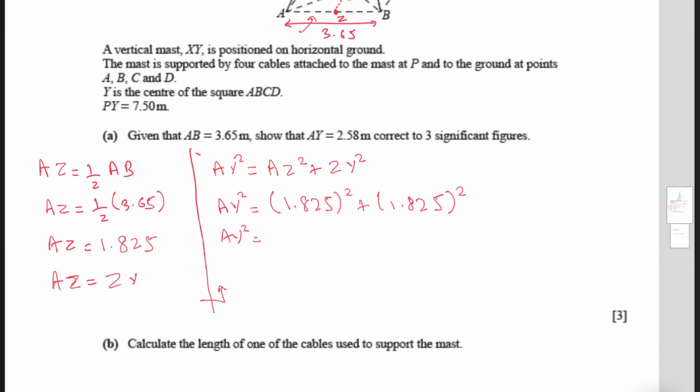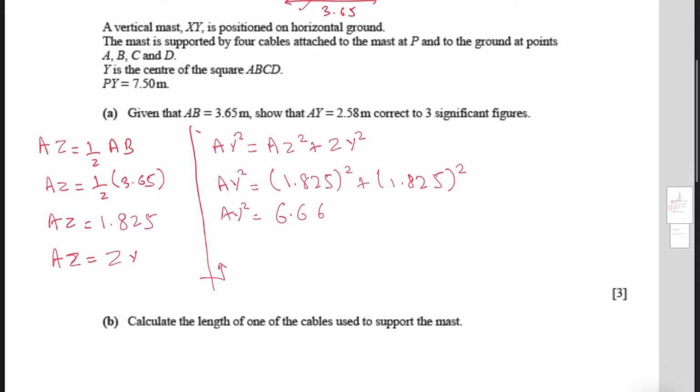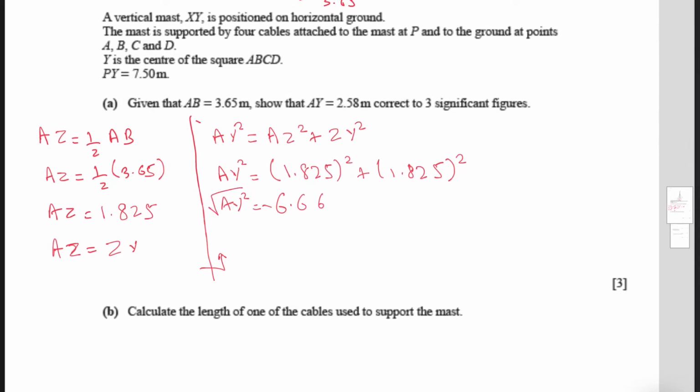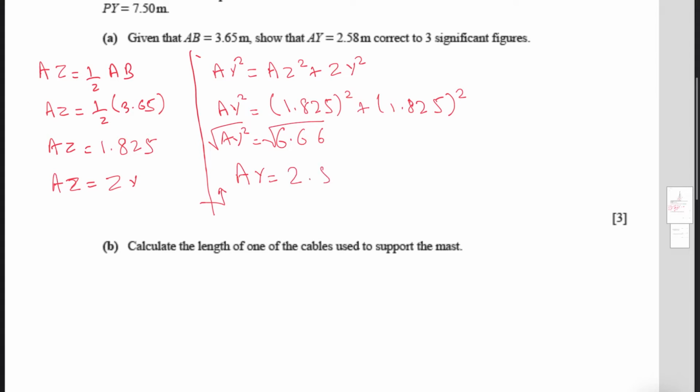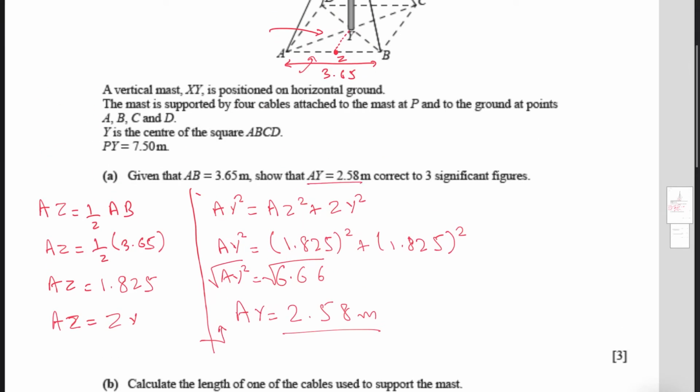AY squared comes out to be, let's use the calculator to find this, 6.66. So if we find the square root on both sides, AY would come out to be, let's see, 2.58. So 2.58 meters is the length of AY as mentioned in the question.